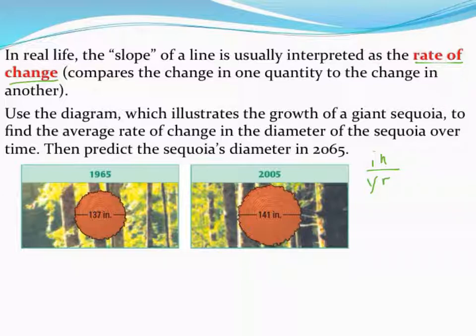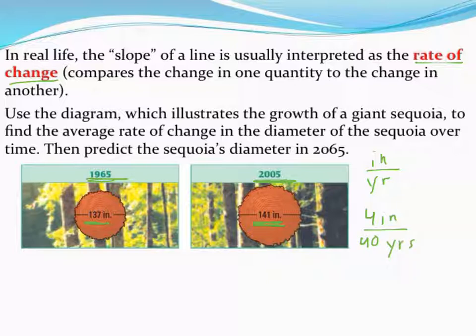Well, seeing that the tree is 141 inches in 2005, and it was only 137 inches back in 1965, I can see that it's grown 4 inches in that time frame. Checking the dates, I am going from 2005 to 1965. Excuse me, and I can see that that's 40 years.